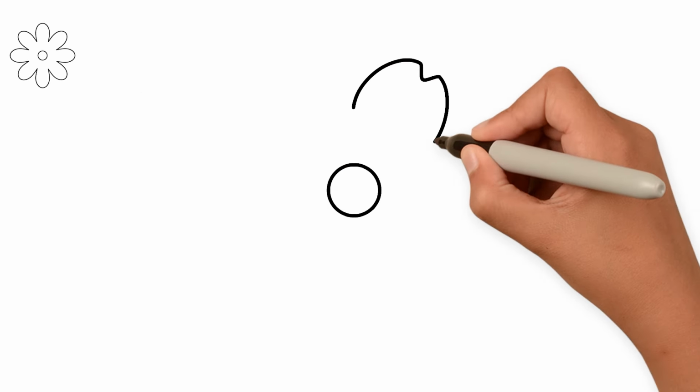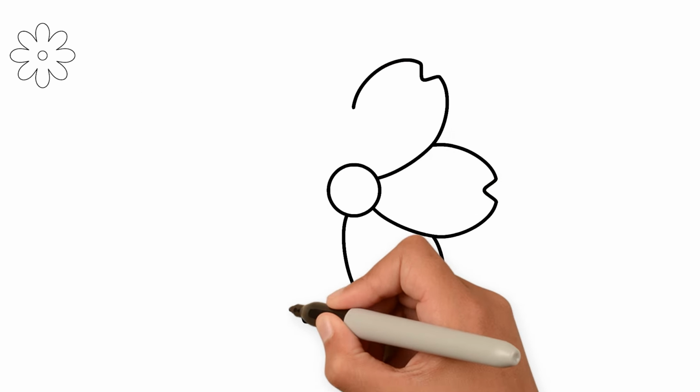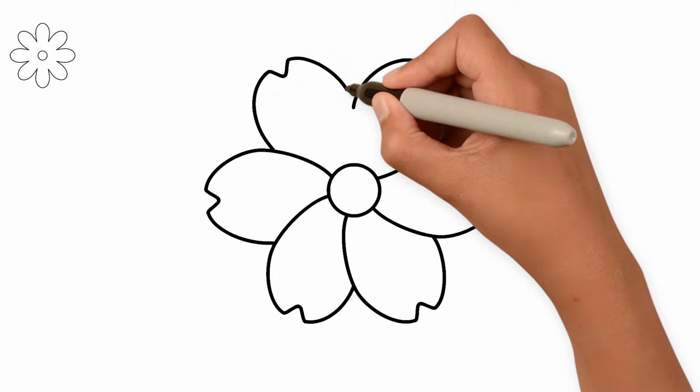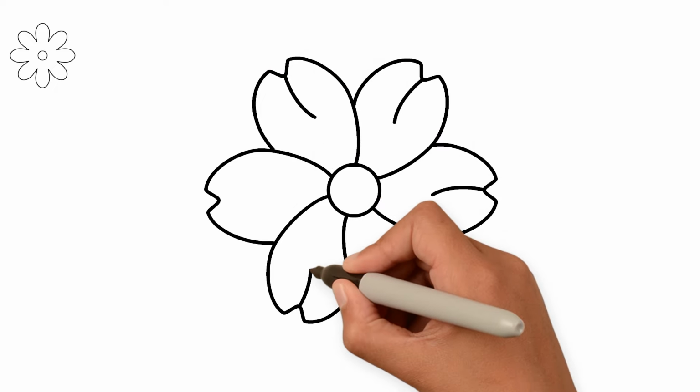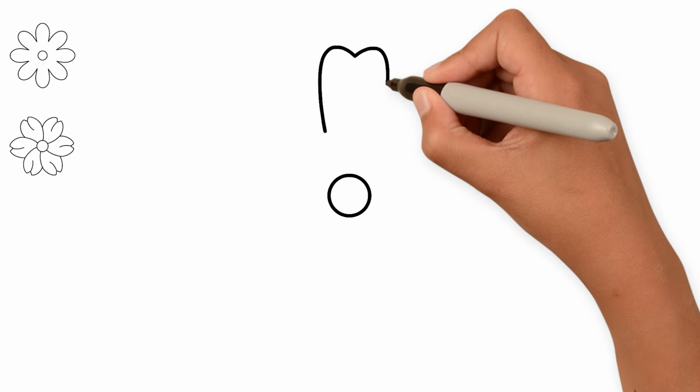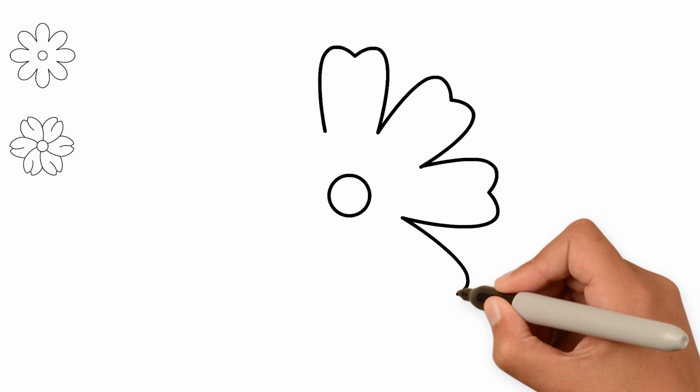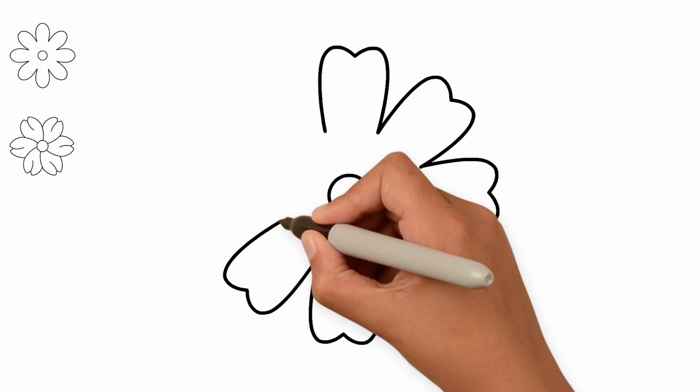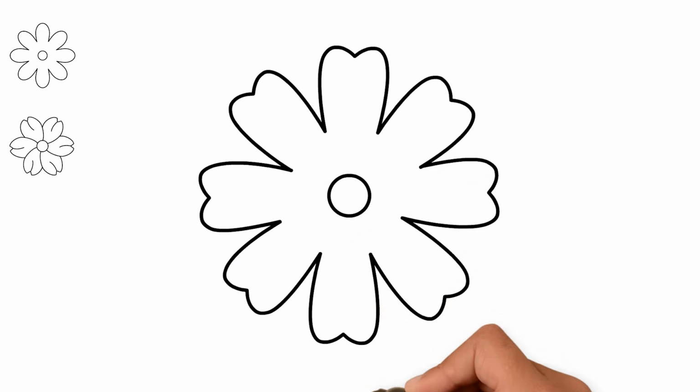Let's try a different one. This time we're going to do a little cut in the middle of each petal, and they're a bit wider than the last one. There. Now for this flower, we're going to make the petals look like heart shapes. Perfect!